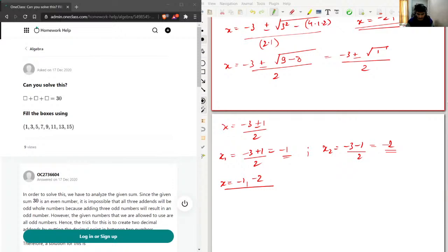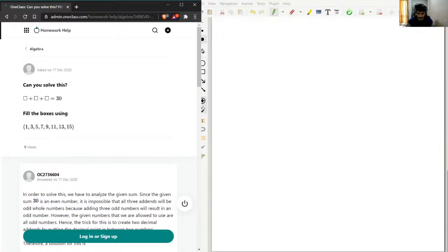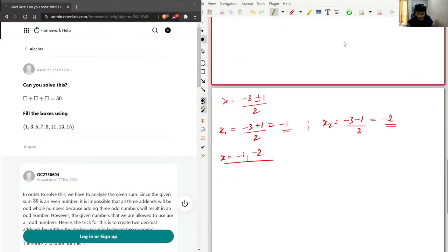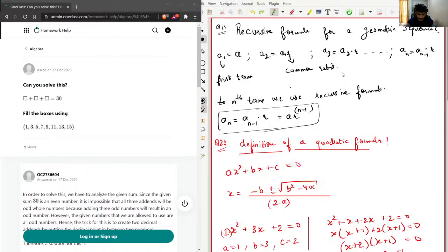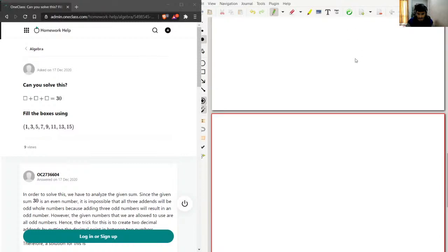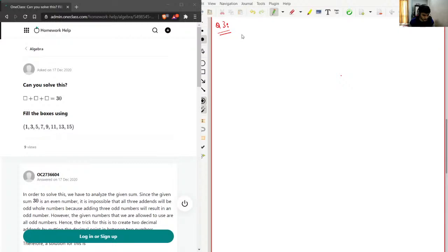So we have the next question, which is question number 3. I'll scroll this down. Can you solve this? Okay, question number 3. We need to fill the boxes: dash dash dash equal to 30. The options are 1, 3, 5, 7, 9, 11, 13, 15.